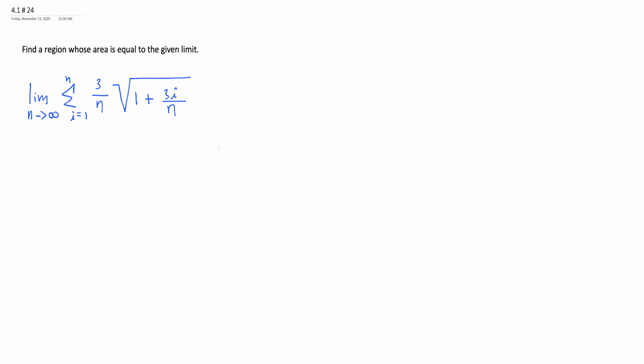Okay, so our goal in this problem is to find a region whose area is equal to the given limit. So we're supposed to find some sort of function, and it could look like, you could graph it, it looks like this, but the function has an area in here. The area under the curve is represented by this limit right here.